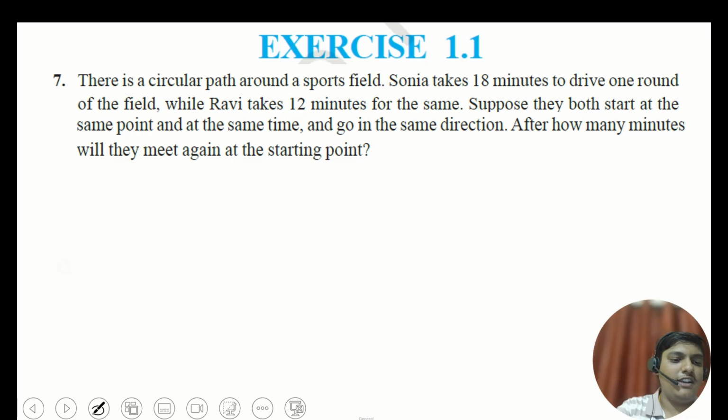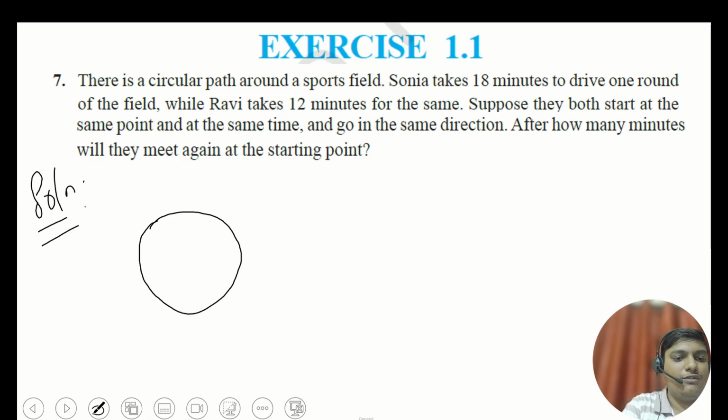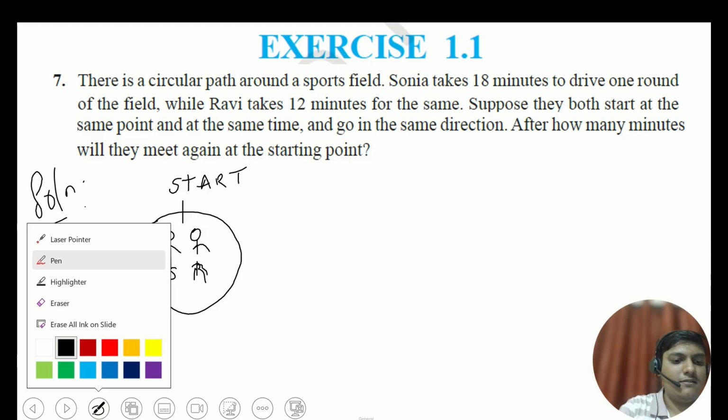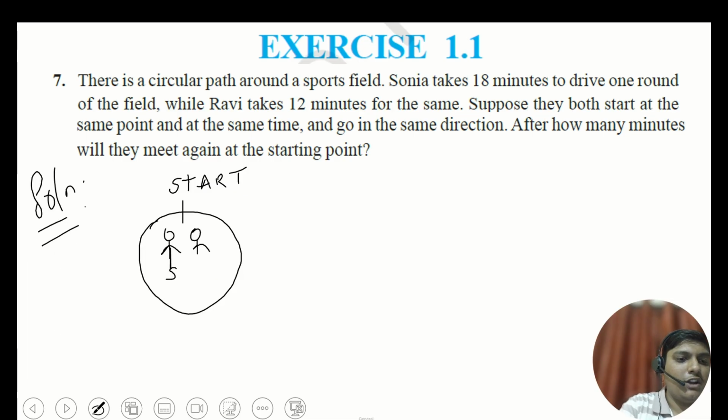Did you understand this question? Please think about this question. This is a very, very important and very interesting question. Okay? So if I say this is a circular field, and if we consider this as the starting point, this is the start, correct? Sonia is also standing here, Ravi is also standing here. I'll represent Sonia as S and represent Ravi as R. Okay, I will represent them like this. Now what is the question? Now Sonia takes 18 minutes to drive one round.